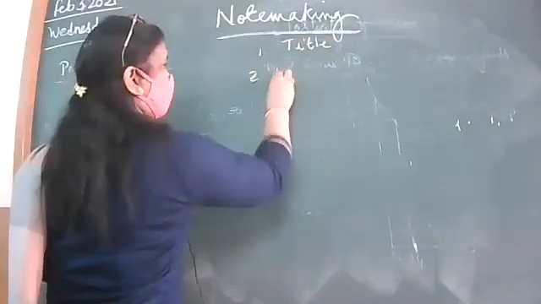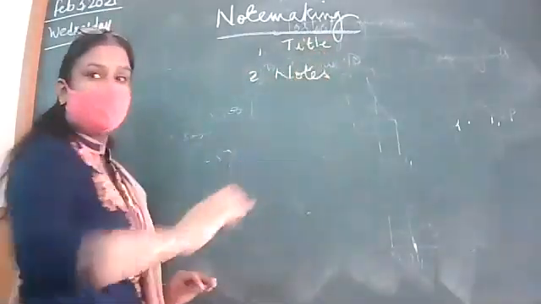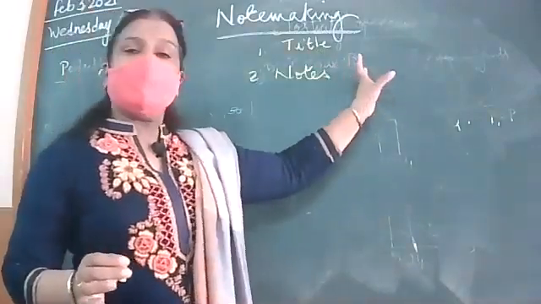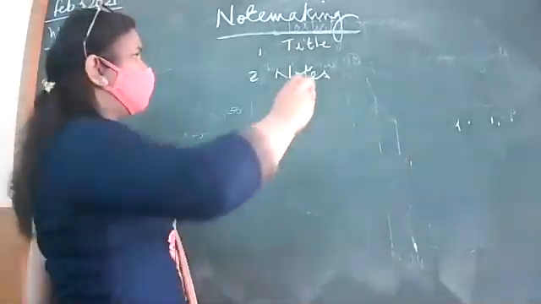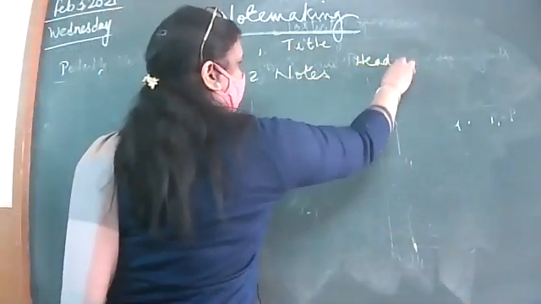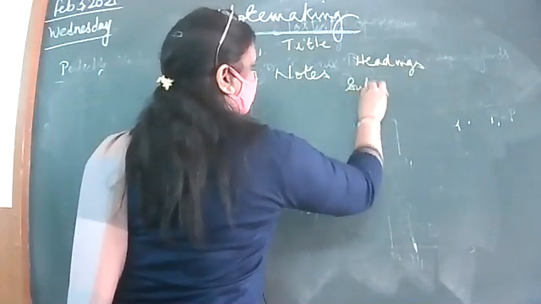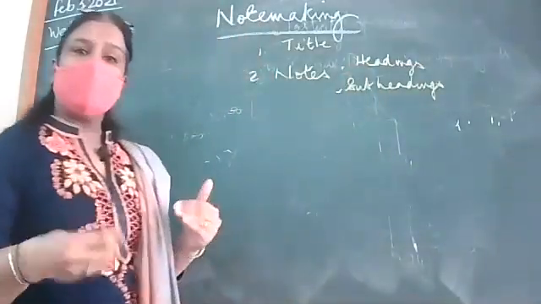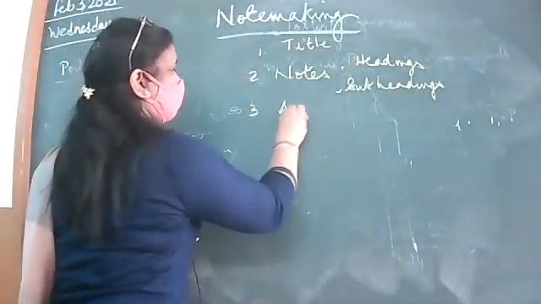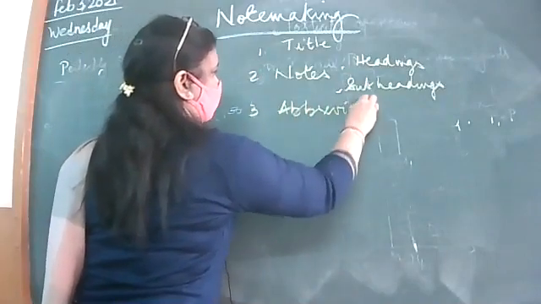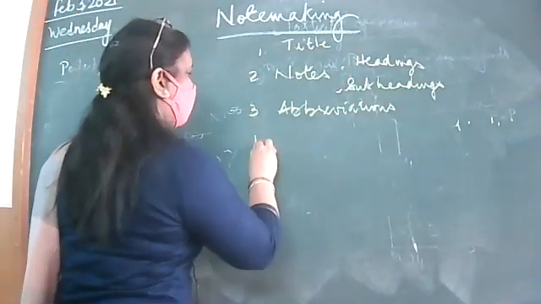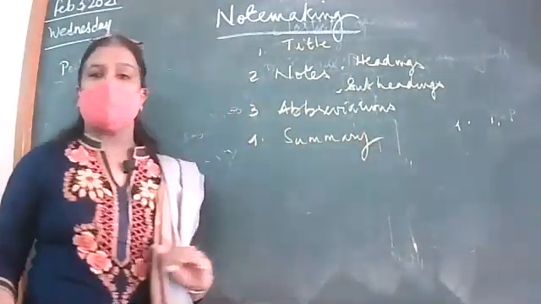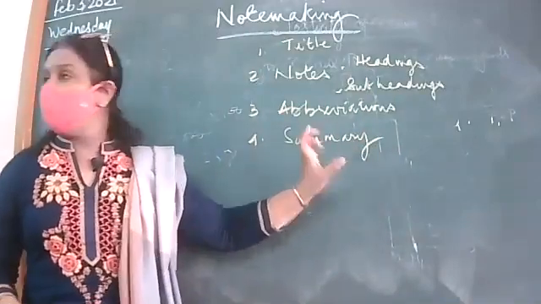First of all, you give the title. You have made the notes, yes, in the proper format, giving your headings and subheadings. Fine. Now what else have we done? We wrote the abbreviations. And then we are going to do the summary. So these are the basic components which you have to do of note making.